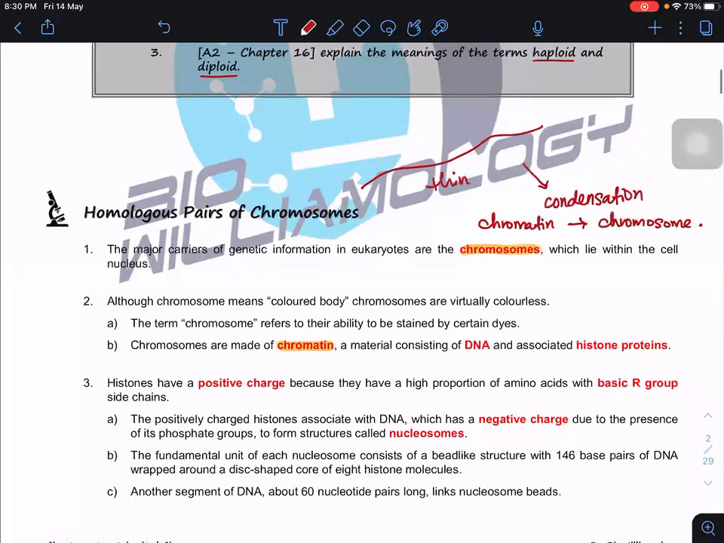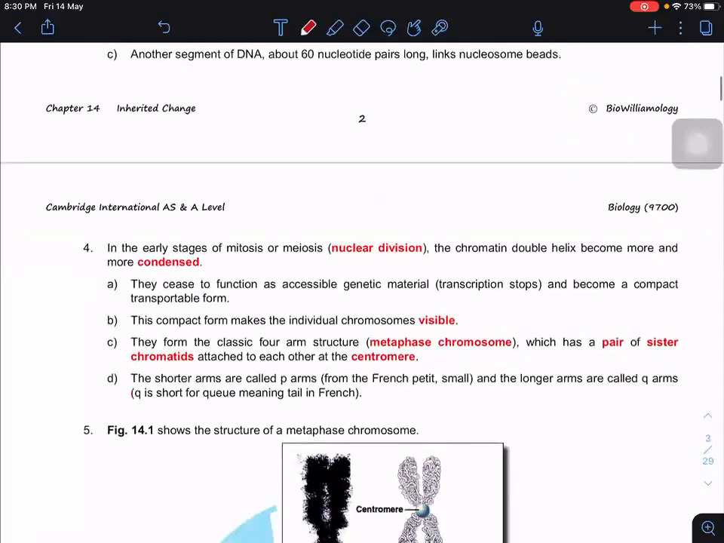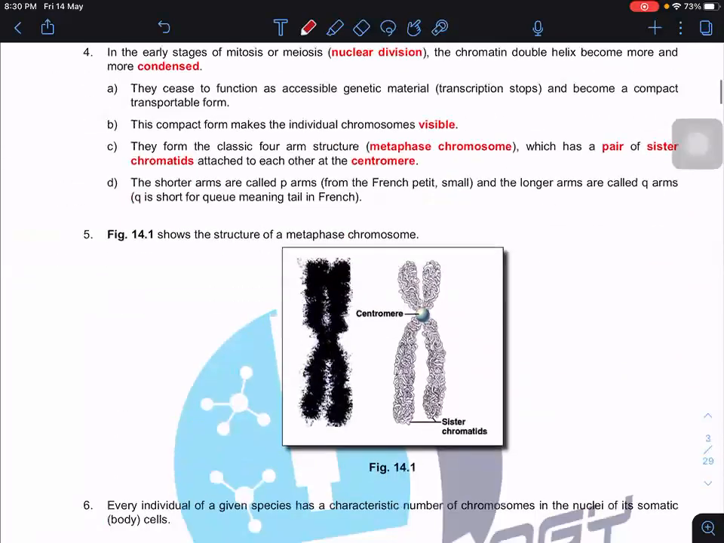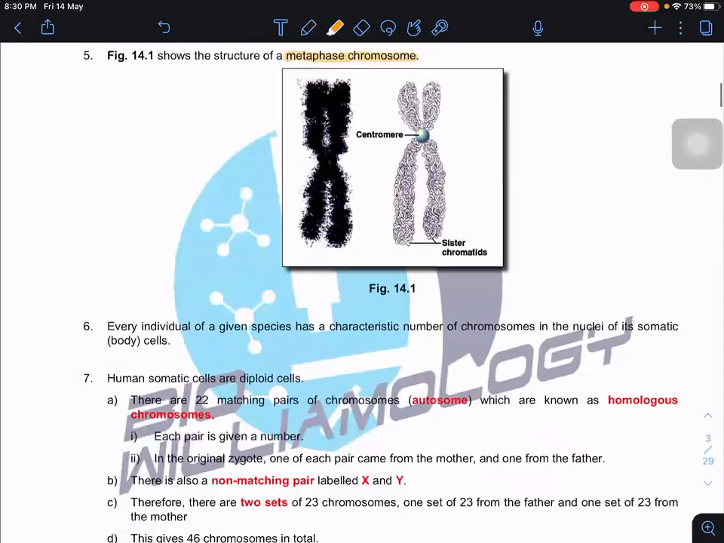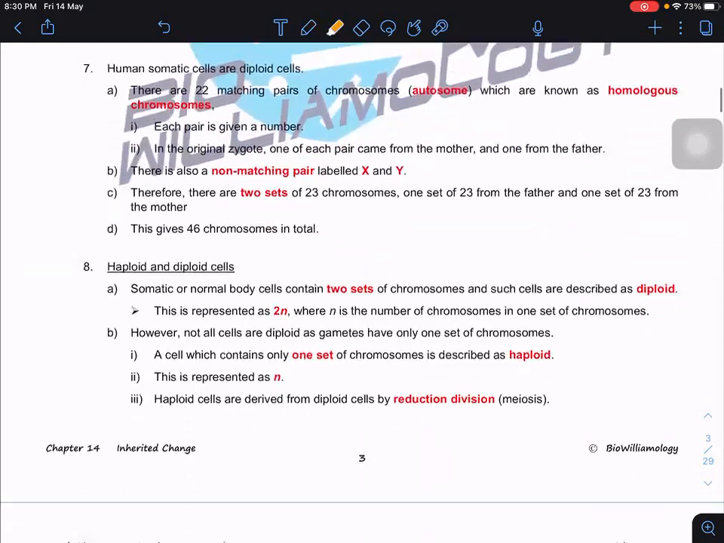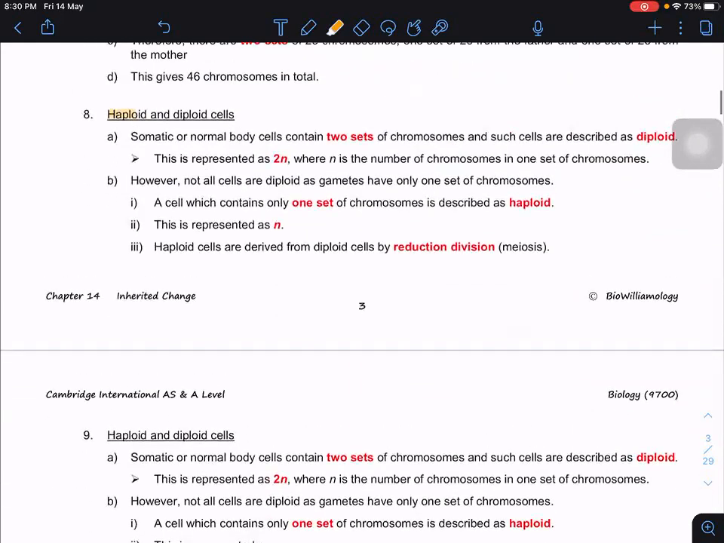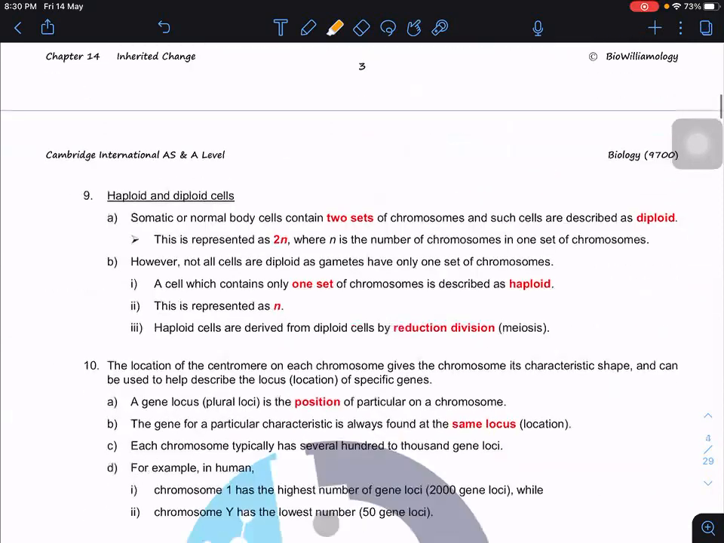Okay, you can go through the notes, everything is already there. You can read it. This kind of chromosome we call the metaphase chromosome, because in anaphase it is already different. So nothing special. So we have haploids and diploids. You learned about this just now.